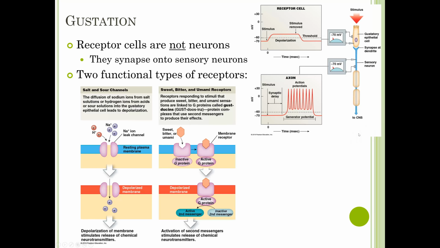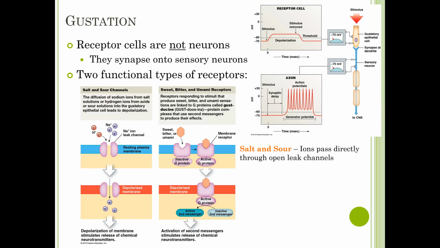There are two functional types of receptors. So we have two pictures down here. Let's look at the first one. Remember that when something tastes salty, you're actually tasting the sodium in it. And when something tastes sour, you're actually tasting the acidic taste that comes from acids, which is essentially the hydrogen ions. So for the salt and sour receptors, we have leak channels that allow sodium ions and hydrogen ions to pass through.